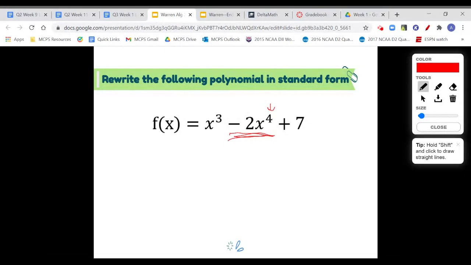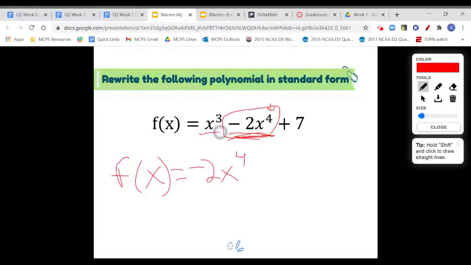But this is all based on exponents. So I'm going to take that entire term right here, negative 2x to the fourth, and I'm going to put that first. Please make sure that when you have a sign, you attach it with its term. Okay, don't accidentally drop the negative. So I start with negative 2x to the fourth.